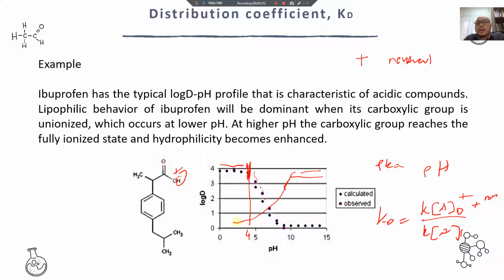So what you can do is adjust the pH back so that they can be neutral, and then you can just use the partition coefficient, or the Kp. Then you can calculate based on the concentration that you found. So that is the easiest one that you can do.